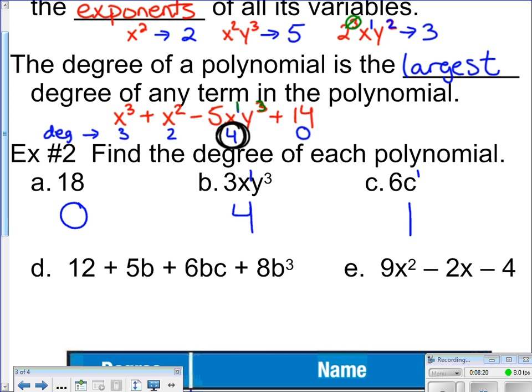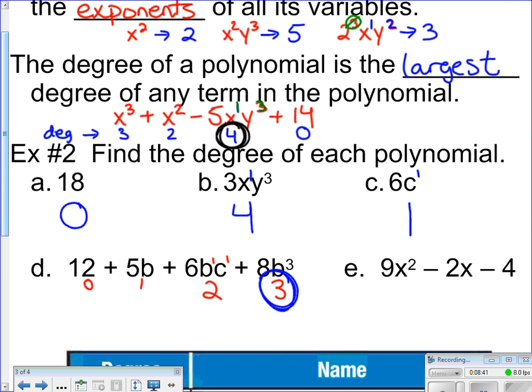As for d, which is a polynomial, each part has its own. 0 for 12, 1 for 5b, b and c make 2, and b cubed makes 3. Whichever one is the biggest is the final answer, and that's 3. 3 is the degree for the entire polynomial.